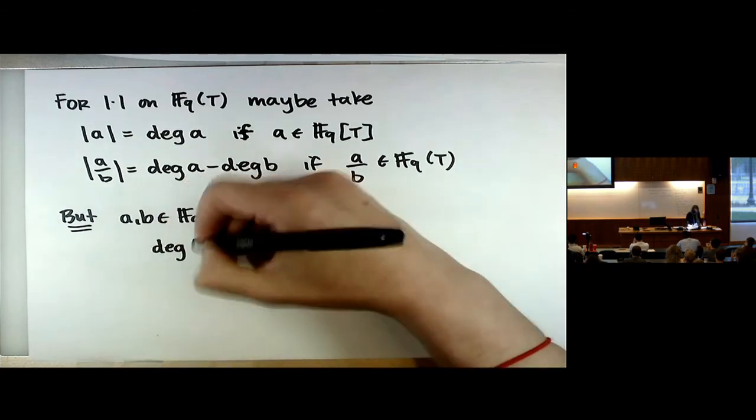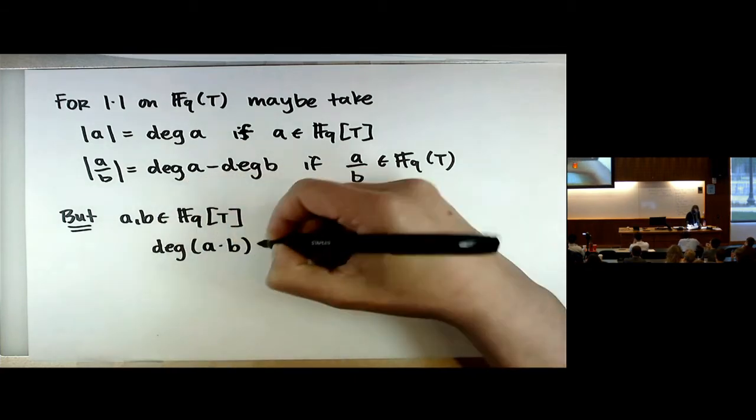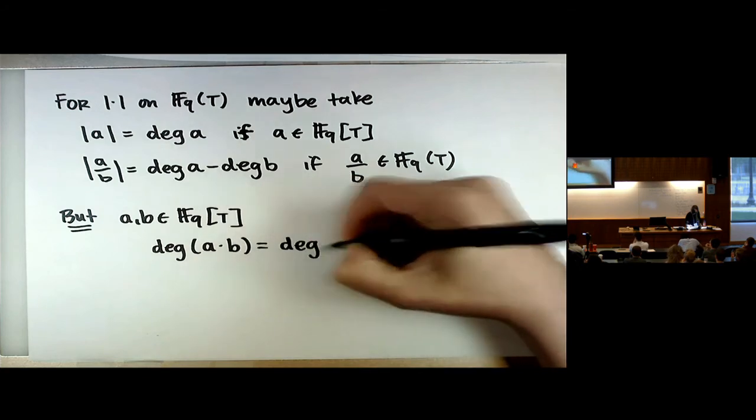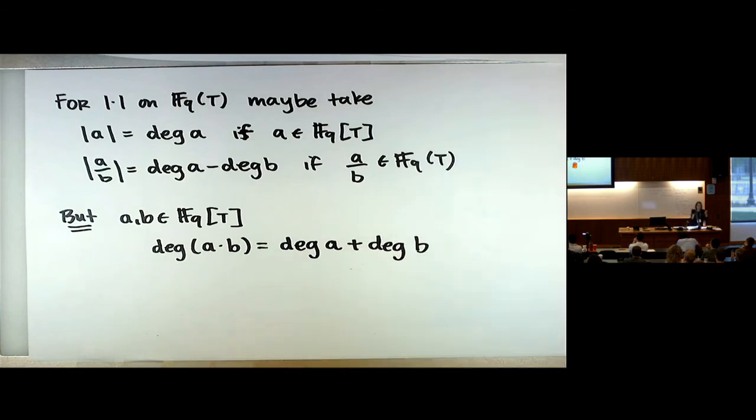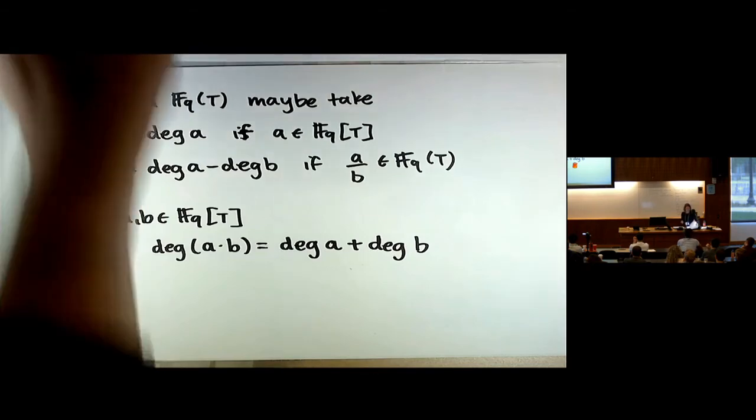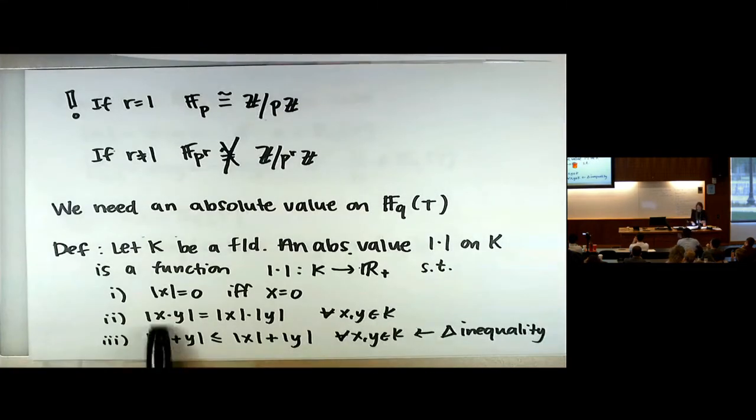The degree of A times B is equal to the degree of A plus the degree of B, right? When I multiply polynomials, their degrees add up. But what I wanted was that when I multiply polynomials, their degrees multiply, and that is too bad. Thankfully, there's always a trick. When you have addition, when you want multiplication, you can just exponentiate. When you have multiplication, you want addition, you can just take the log. So it's not that bad.